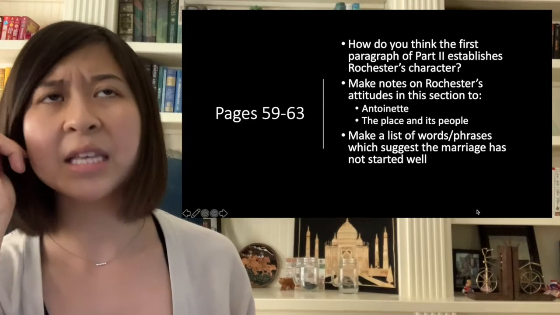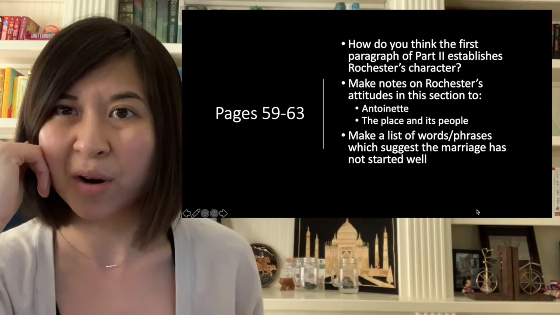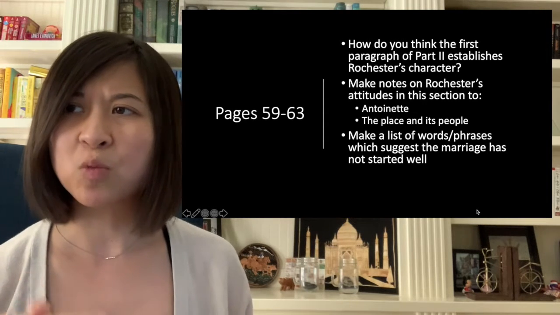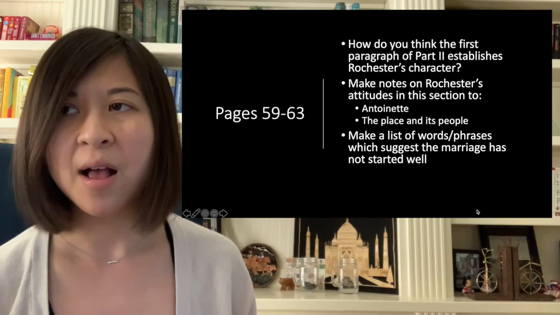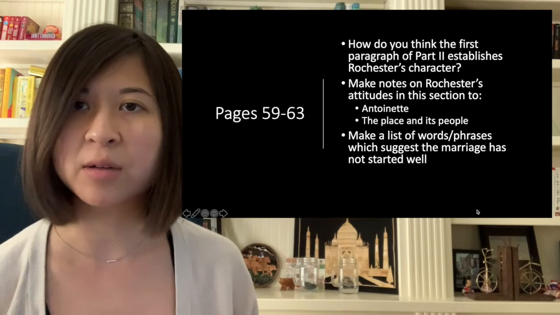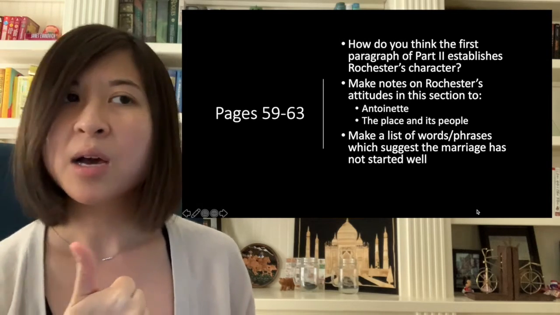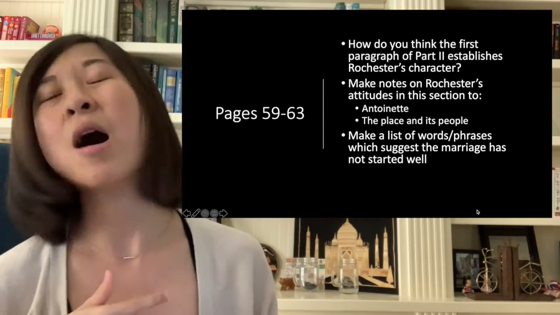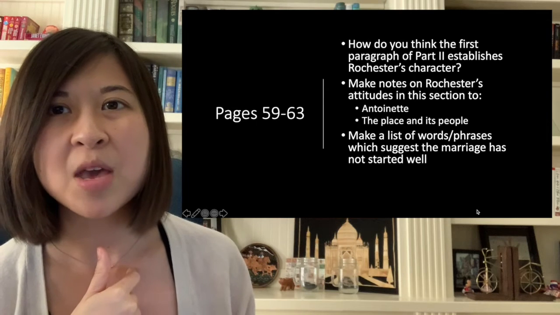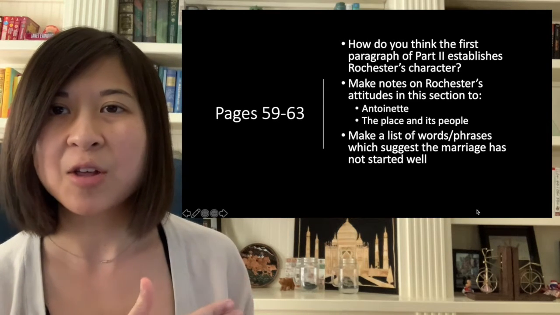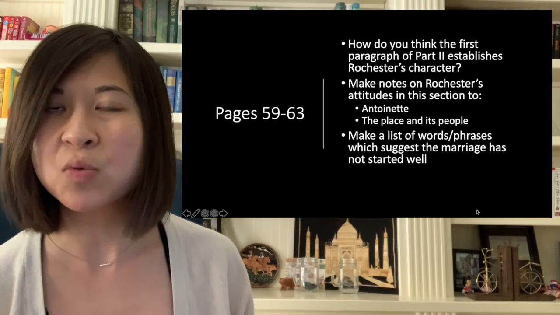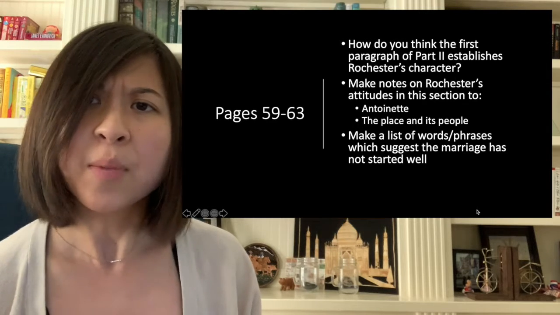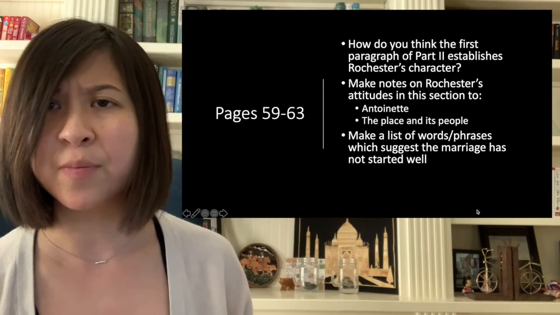Also, and this is true throughout the entirety of the whole part but especially in the first few pages, make note of the words, phrases, and events that suggest the marriage has not started well. Consider where they're honeymooning. Consider what has happened in the first month of their marriage, what happens to Rochester specifically. And also consider when they are together and Antoinette asks him to do something and he's like, nah, I'm not going to. Those are all very small events, but I hope you see them as red flags for the marriage, right?